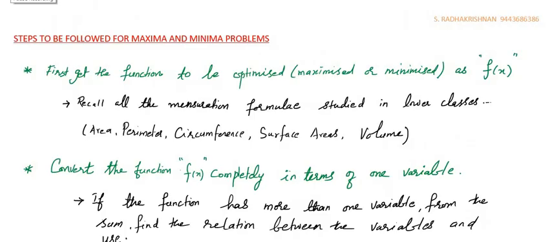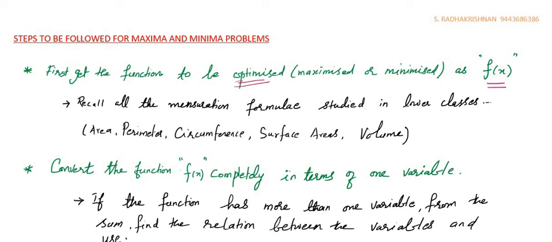See the first step now. Steps to be followed for a maxima and minima problem. The first step is: first get the function to be optimized. That is, whichever function is to be maximized or minimized, that function we have to assume as f of x.